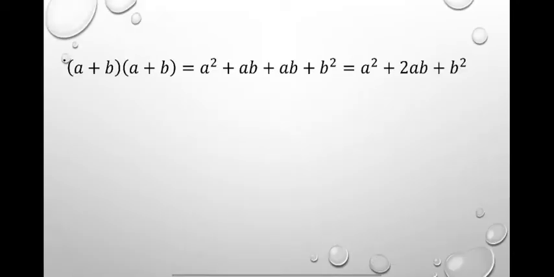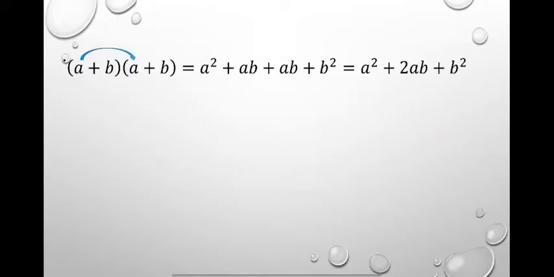Okay, expansion using this special algebraic identity. So what is this? Before that, we know already that (a plus b) times (a plus b) will be a squared plus ab plus ab plus b squared, right? If you forget that already, I'll remind you.